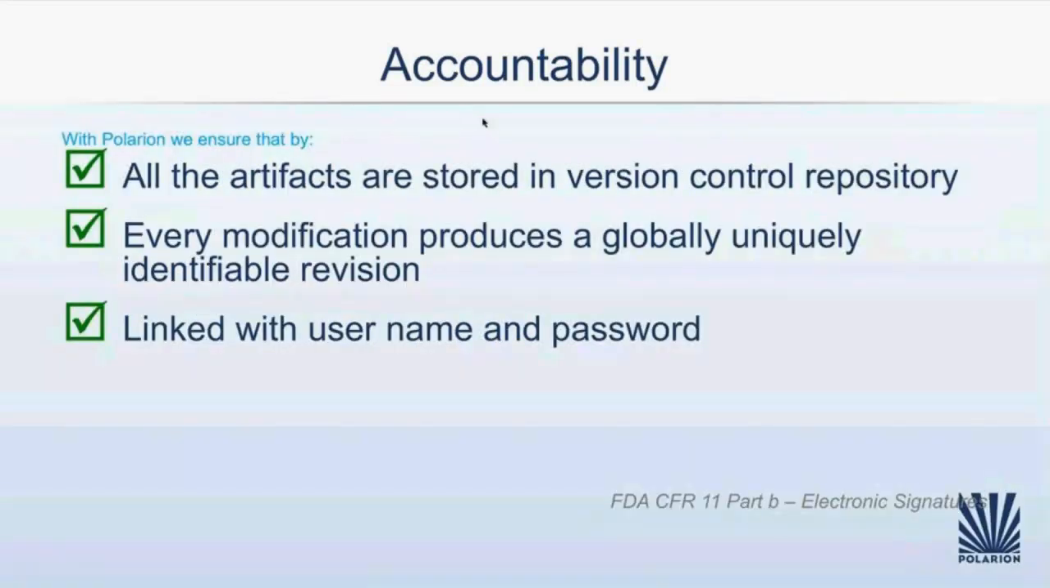We ensure that by the fact that all the artifacts are stored in the version control repository. Every modification produces a globally unique, identifiable revision linked with the username and password. So anything you change in Polarion is electronically signed as expected by FDA CFR 21 Part 11 for medical industries, for example.